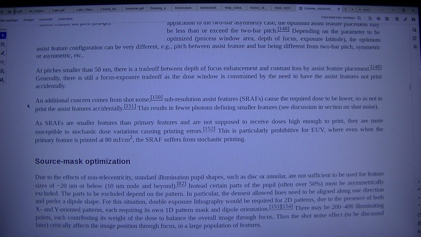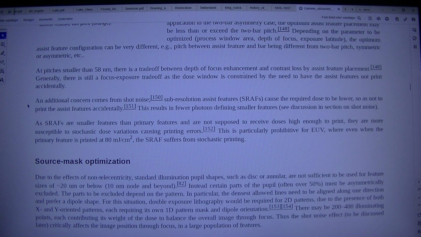This is particularly prohibitive for EUV, where even when the primary feature is printed at 80 mJ/cm2, the SRAF suffers from stochastic printing. Source mask optimization. Due to the effects of non-telecentricity, standard illumination pupil shapes, such as disc or annular, are not sufficient to be used for feature sizes of ~20 nm or below, 10 nm node and beyond.